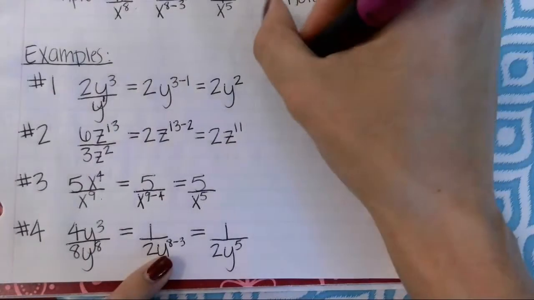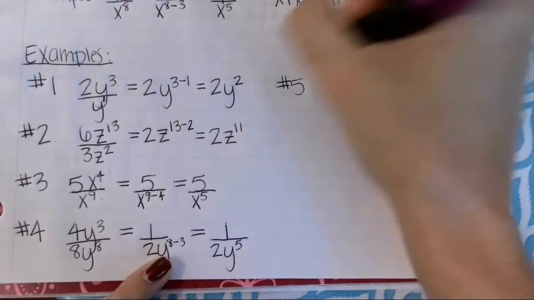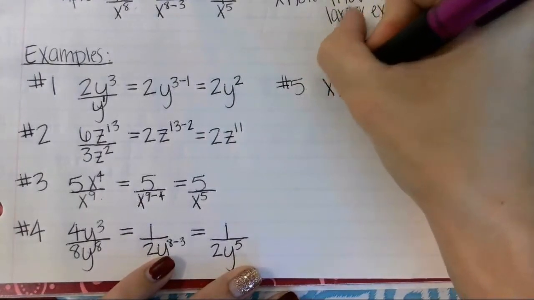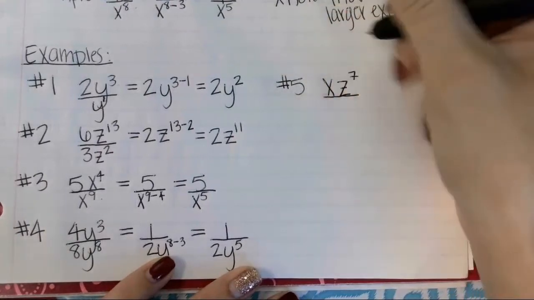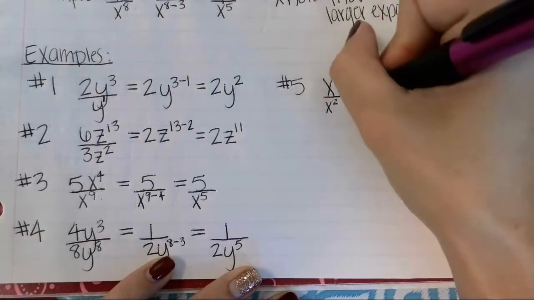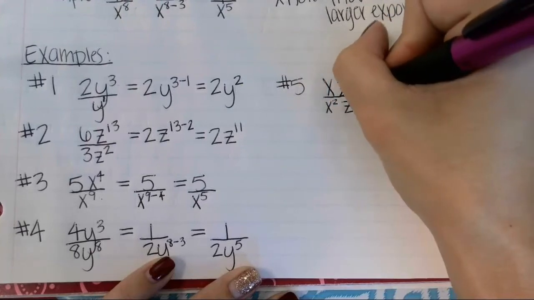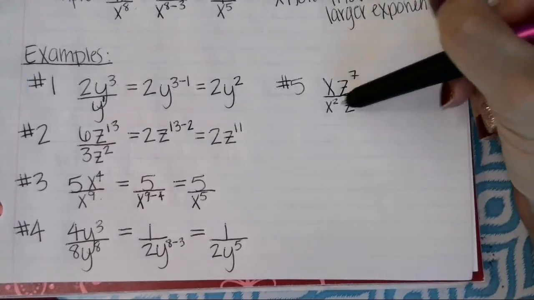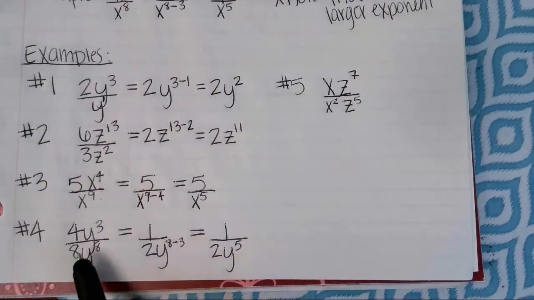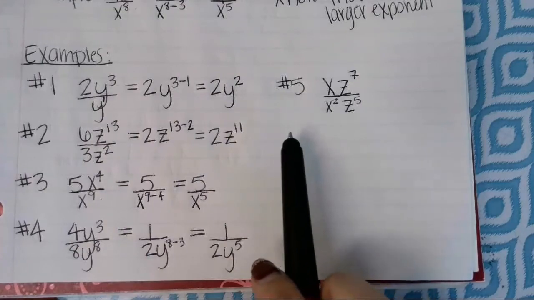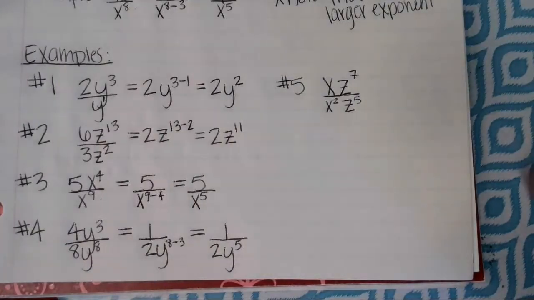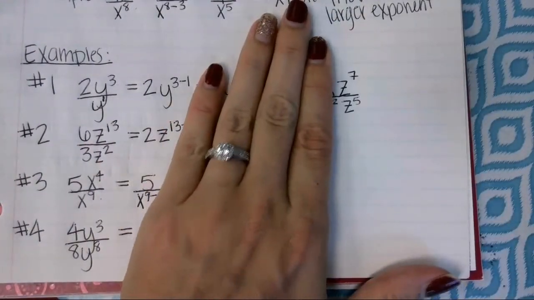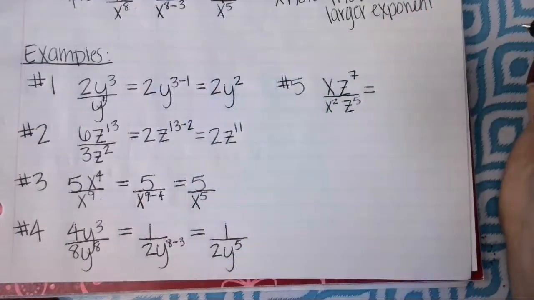Okay, let's look at example number 5. Number 5, we have x z to the 7th over x squared z to the 5th. This is the first one that we've had with multiple variables, and we're going to treat it like we did number 4 and look at them separately. We'll work with them separately, and then end up with one answer.